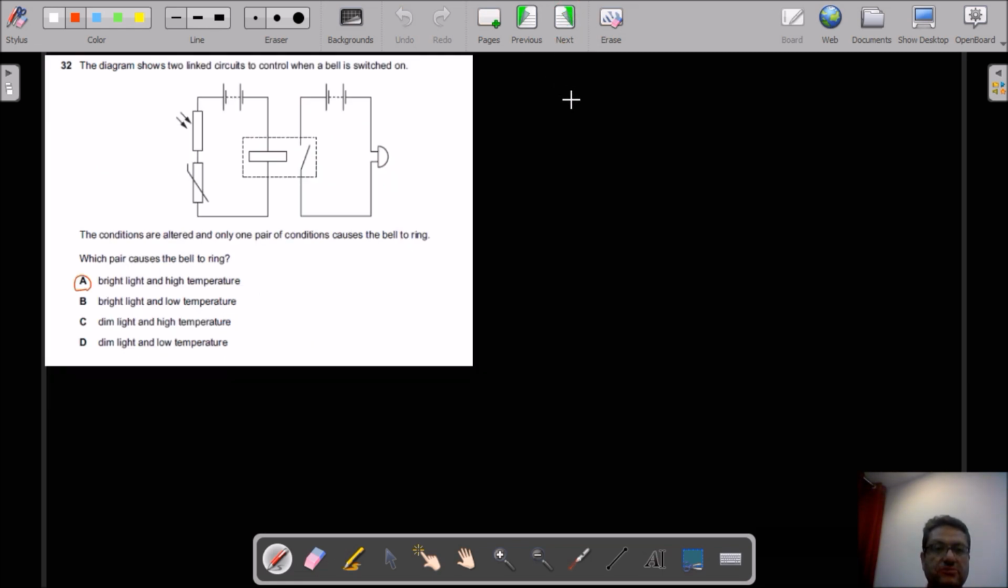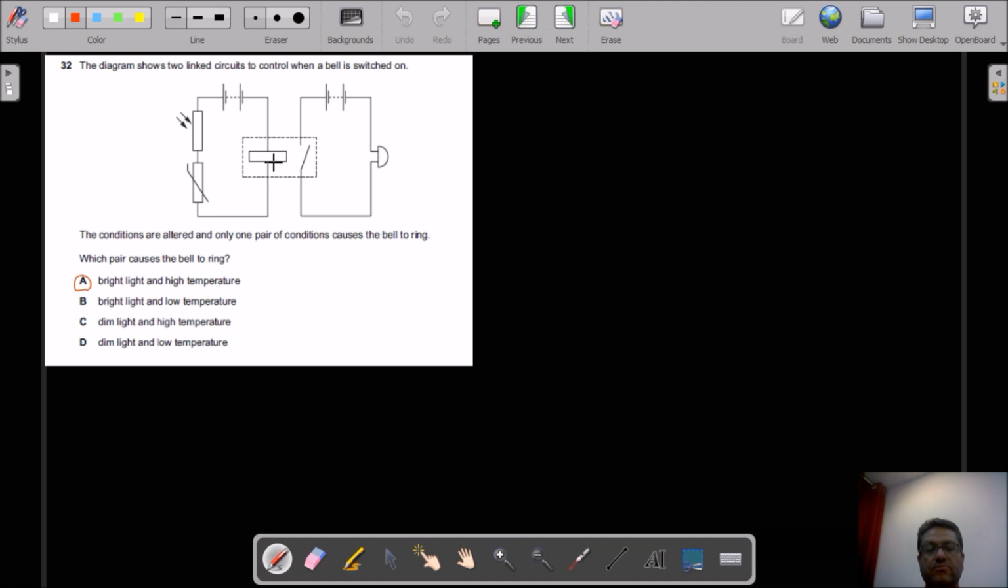Question 32, the diagram shows two link circuit to control when a bell is switched on. The conditions are altered and only one pair of conditions causes the bell to ring. Which pair causes the bell to ring? Okay. First of all, we know that this is a relay. This is a relay, and relay works when operating PD is enough to close the switch. Okay, it means potential difference of relay must increase.